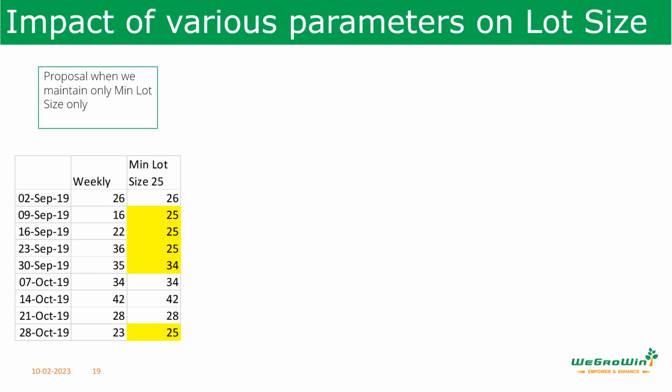Like that, the system will give the minimum lot size. Please work out these things. Put one more column and work on these numbers, how they are coming, so that you will get good clarity.